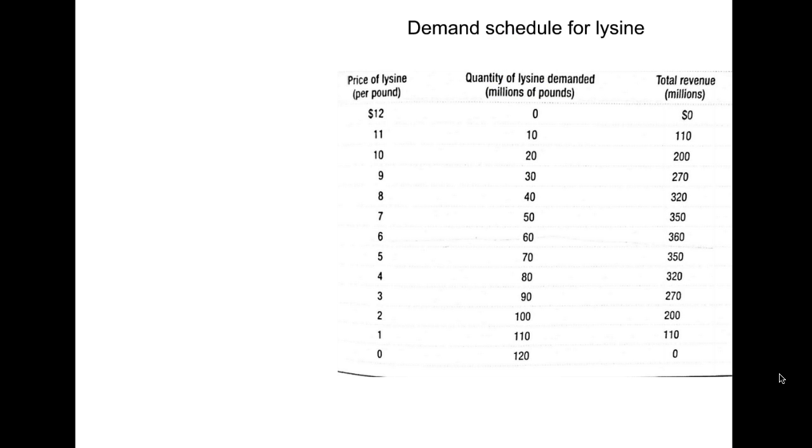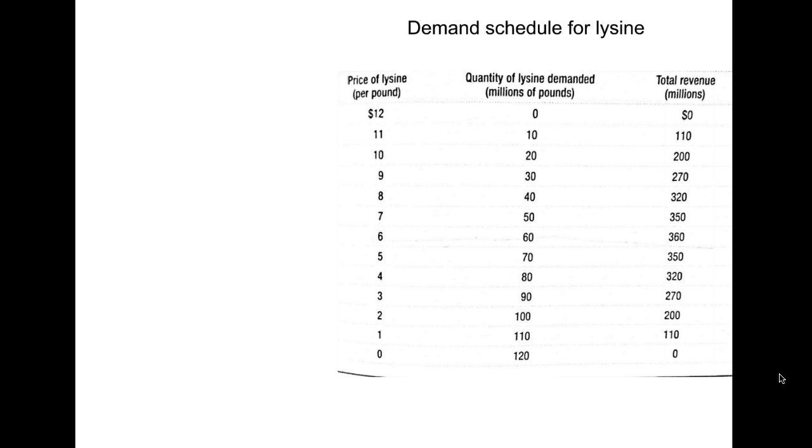So, let's imagine that there's only two producers of a chemical called lysine, which is an animal feed additive. To make things even simpler, let's also suppose that once a company has incurred the fixed cost that it needs to produce lysine, the marginal cost of producing another pound is zero. So the two companies in our example are concerned only with the revenue that they receive from sales. That's all they care about.